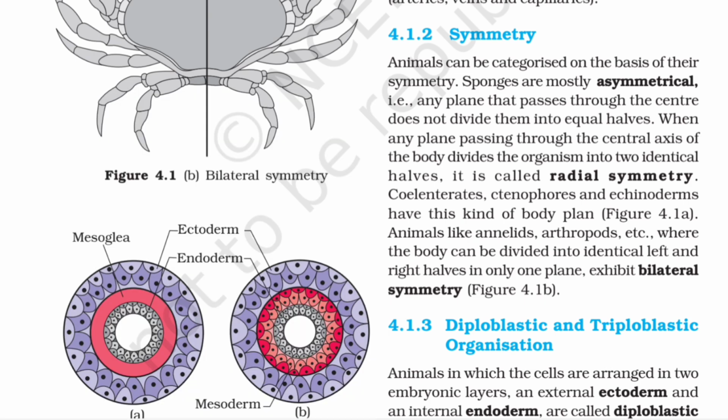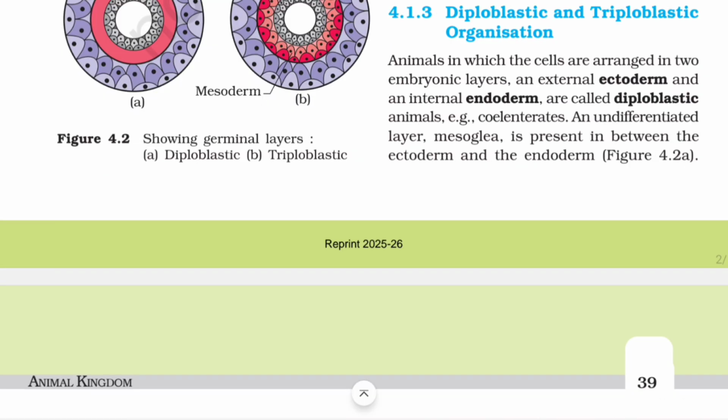Animals like annelids, arthropods, etc., where the body can be divided into identical left and right halves in only one plane, exhibit bilateral symmetry, figure 4.1b.